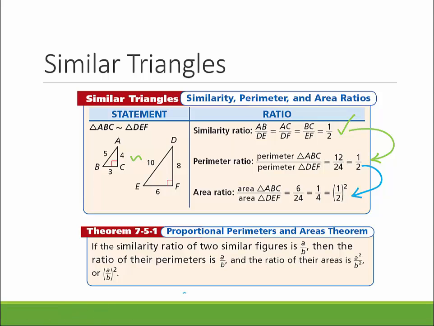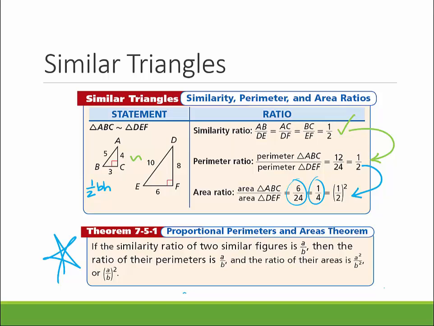And in this case, we did areas 1/2 base times height, and we figured out what the area for both of them were. And in this case, we got 1/4, which is 1/2 squared. So, of course, we have a theorem. If the similarity ratio of 2 similar figures is A over B, then the ratio of their perimeters is A over B, and the ratio of their areas is A squared over B squared.